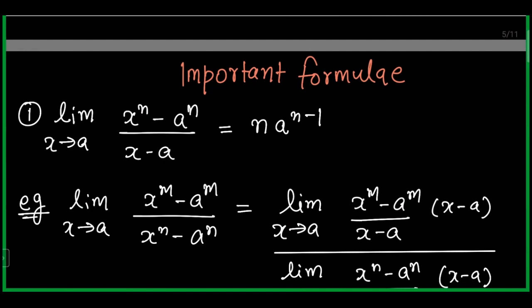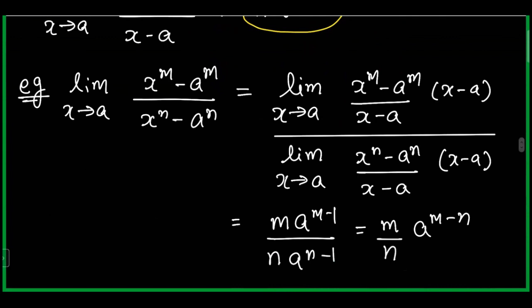There are some other important ways which are very helpful in finding limits. One of them is: if the limit as x approaches a of (x^n minus a^n) divided by (x minus a), the answer is n a raised to power n minus 1. So this is an important rule. Now let's use this in one example.